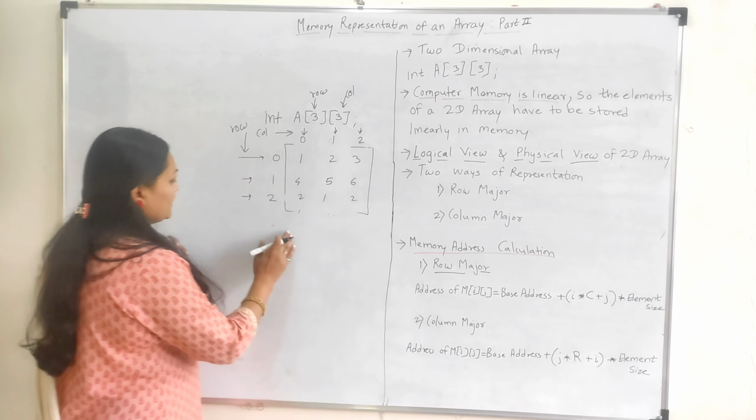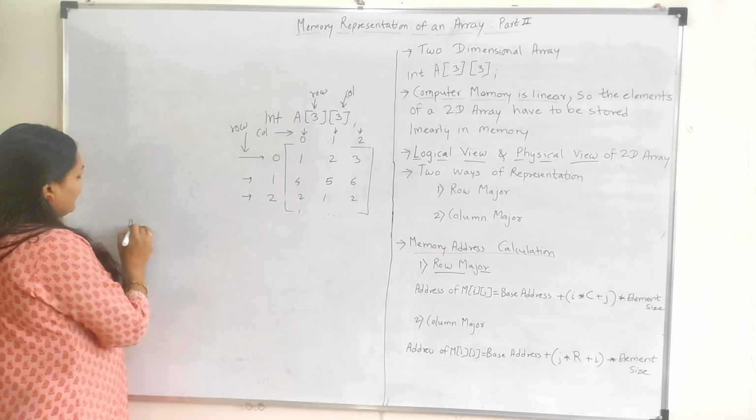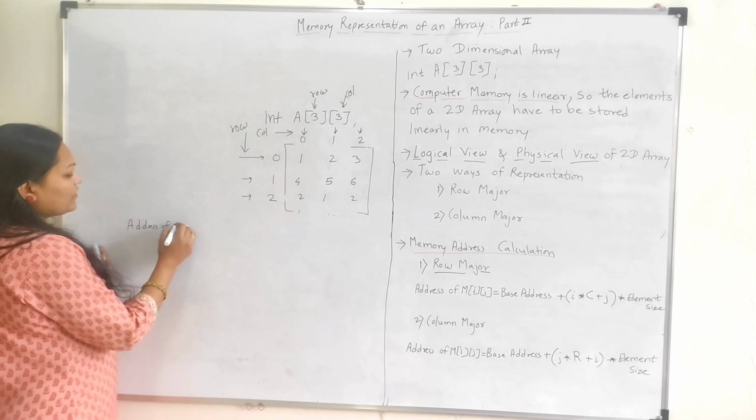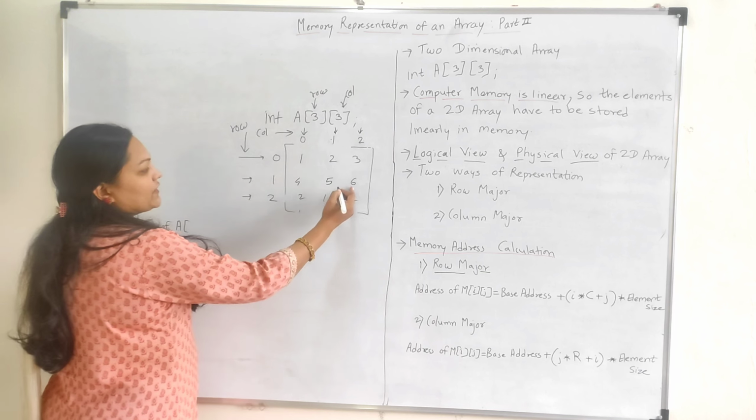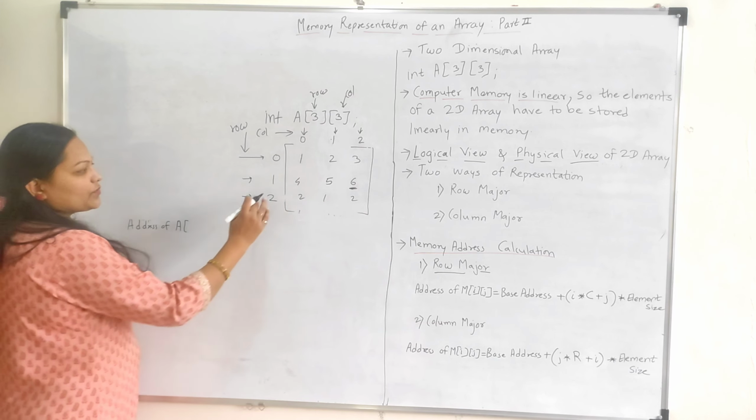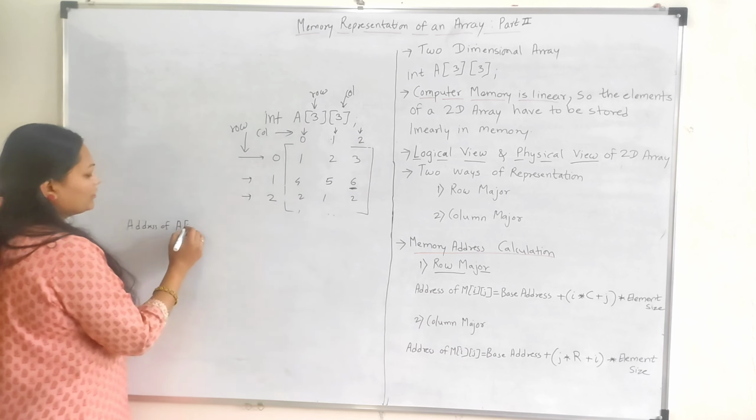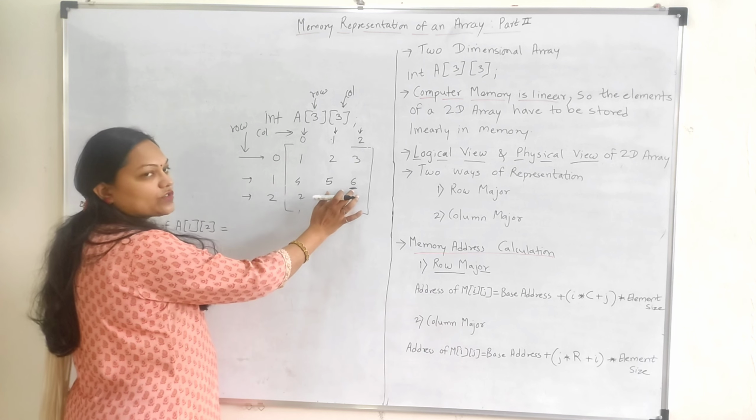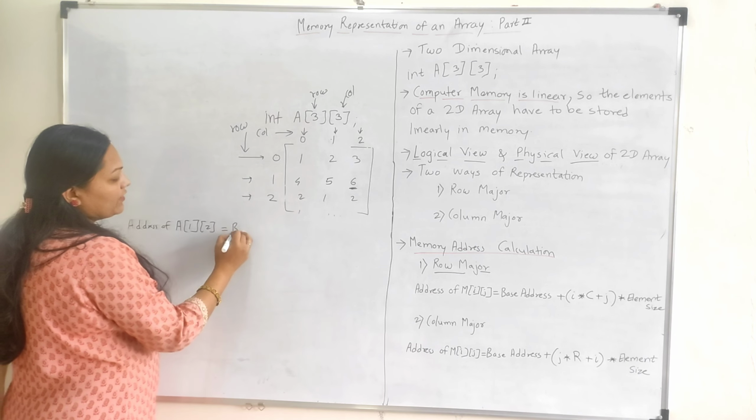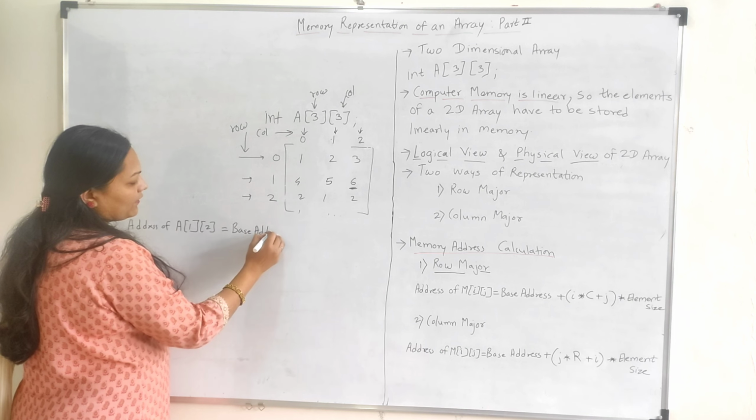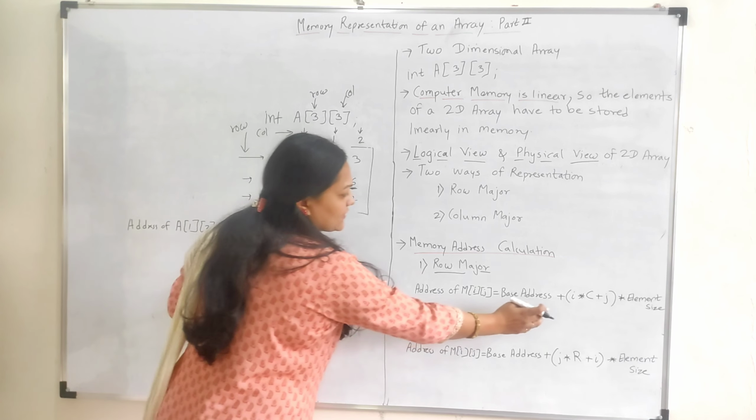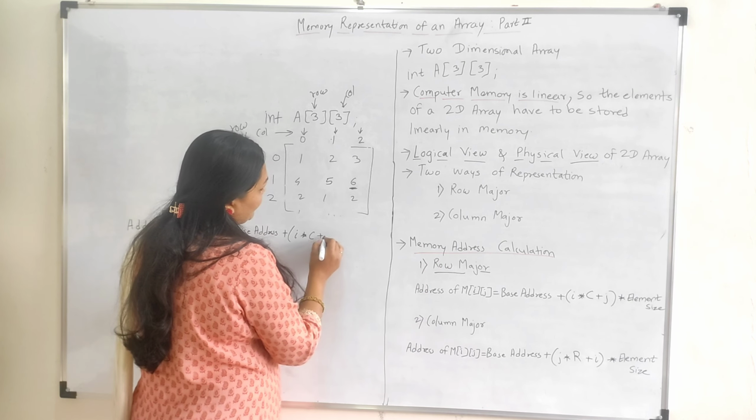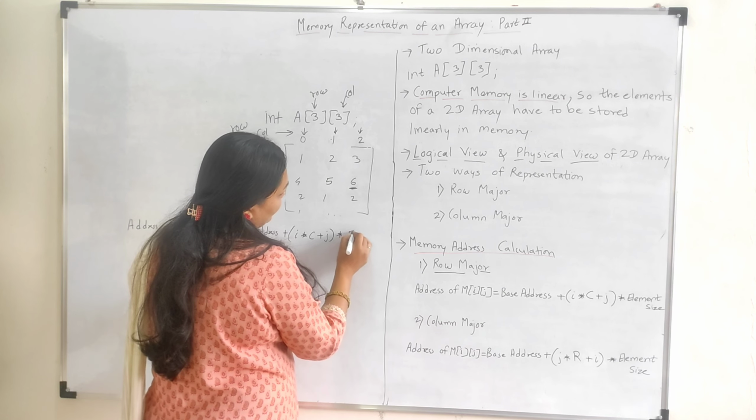Okay, so let's take the same example. We'll consider row major first. Suppose we calculate the address of this element. What is the index here? 1, 2: first row, second column. We need to find the address of this element. How can we find it? We need to consider the base address plus, as the formula is written here, I into C plus J into element size.